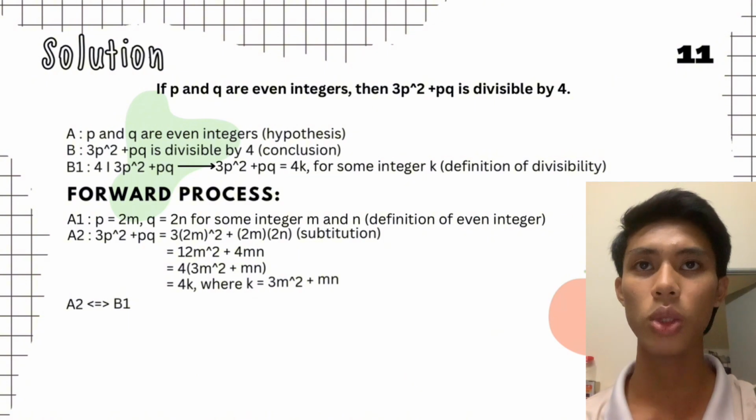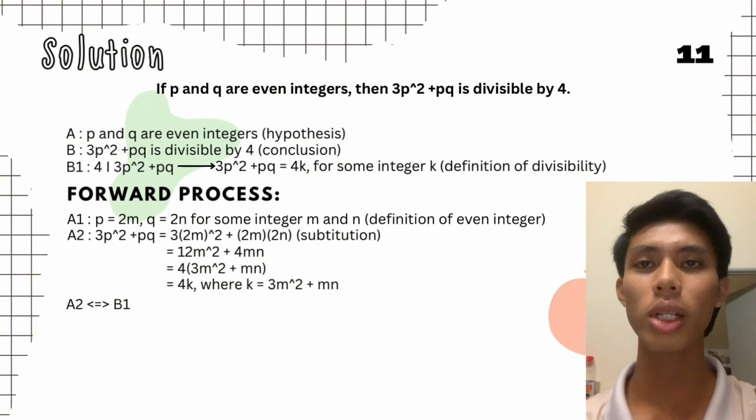3p squared plus pq equals 4k for some integer k by the definition of divisibility. For the forward process, A1, p equals 2m, q equals 2n for some integers m and n as a definition of even integer. A2, 3p squared plus pq equals 3 times (2m) squared plus 2m times 2n equals 12m squared plus 4mn equals 4 times (3m squared plus mn) equals 4k, where k equals 3m squared plus mn.